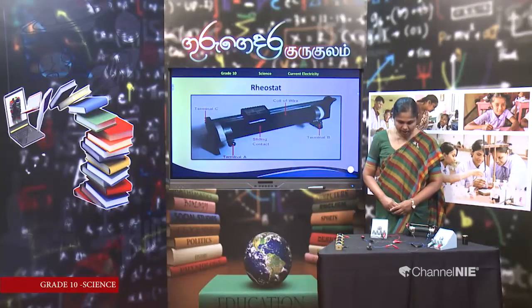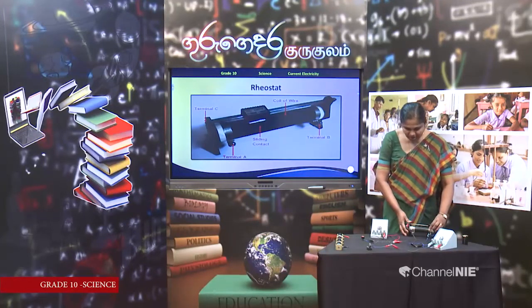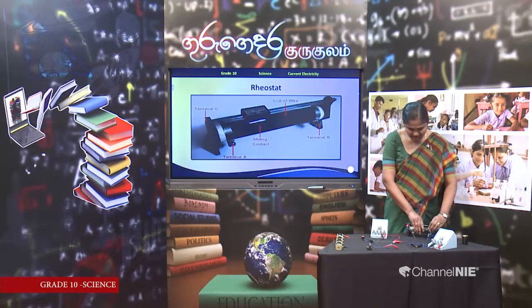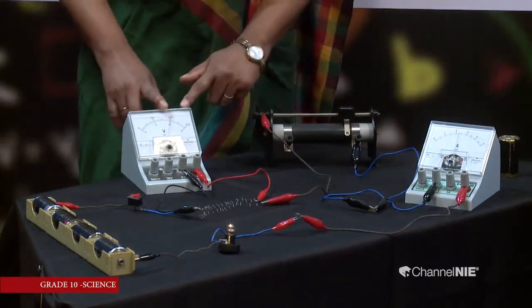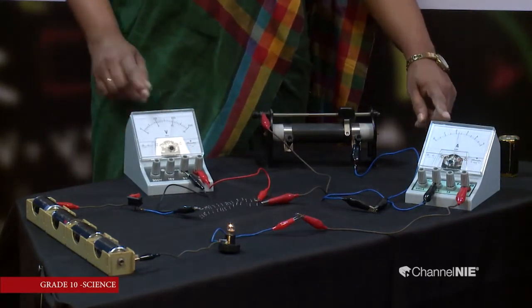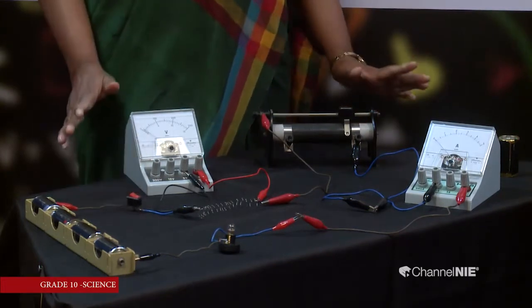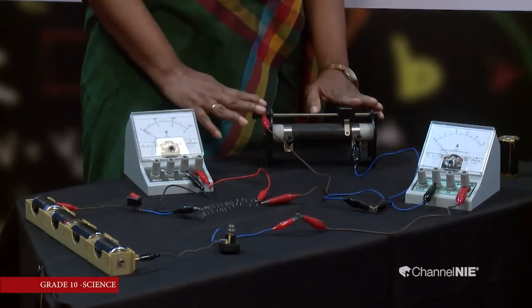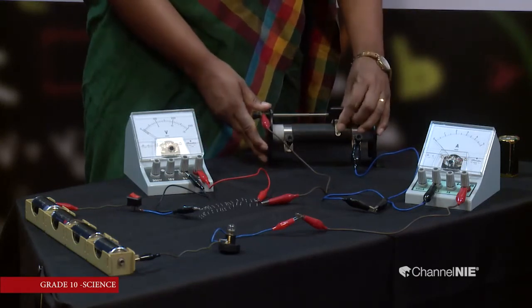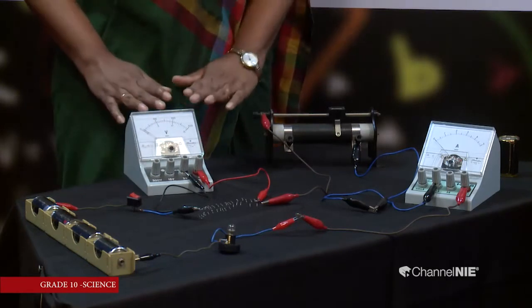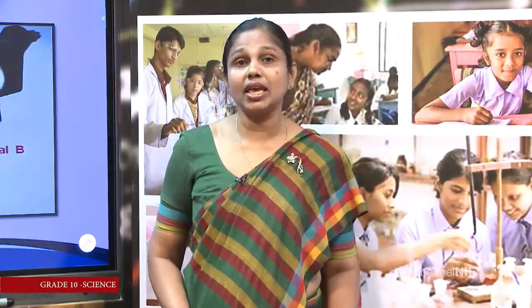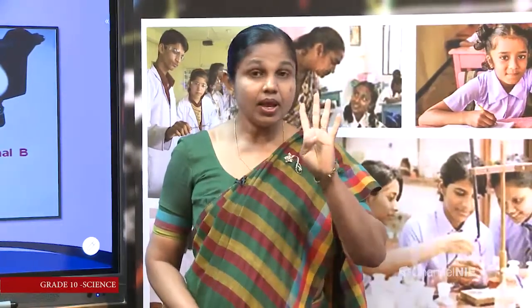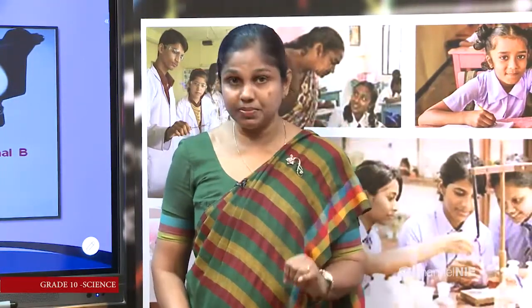Then after adjusting the rheostat to a certain level, again we can switch on the circuit and record the 2 readings of the voltmeter and ammeter. Again switch off and keep a few minutes and adjust the rheostat again to a certain level and switch on the circuit and record the 2 readings. Similarly, we must continue to take 4 readings, 4 ammeter readings and 4 voltmeter readings.